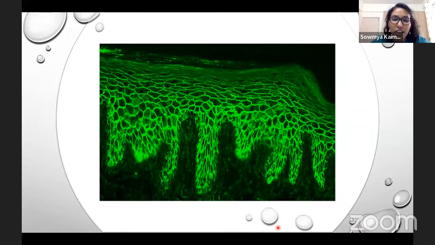So as you can see here, the entire thickness of the epidermis is lit up. And this is what is known as a fishnet pattern. You can see that there is a layer of antibodies around each individual keratinocyte. The greenish yellow color is where the positive fluorescence is occurring. So this is what is known as a fishnet pattern. You see it in both vulgaris as well as foliaceous.